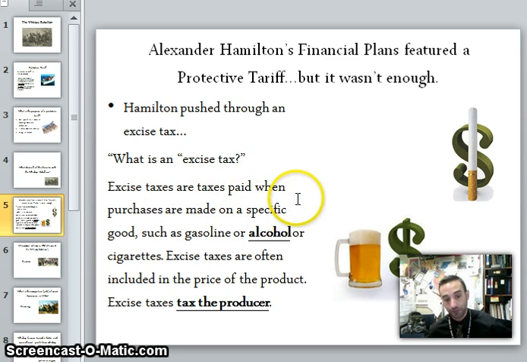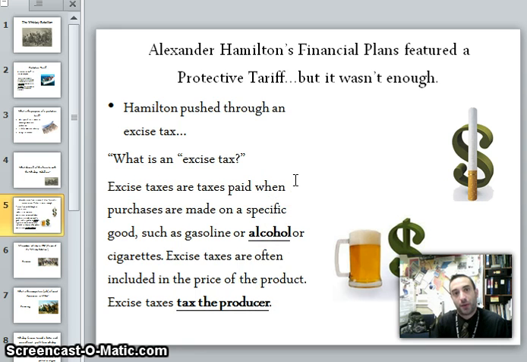So again, from dictionary.com and a couple of additions made by me, excise taxes are taxes paid when purchases are made on a specific good, such as gasoline. We've used alcohol as an example, cigarettes as another example. This one will be the most important one, in this case for class, in this episode of the Whiskey Rebellion. Excise taxes are often included in the price of the product, and excise taxes tax the producer.